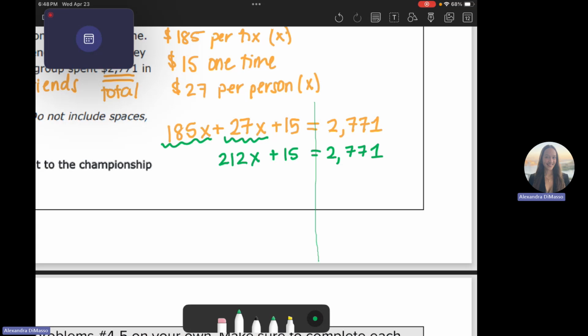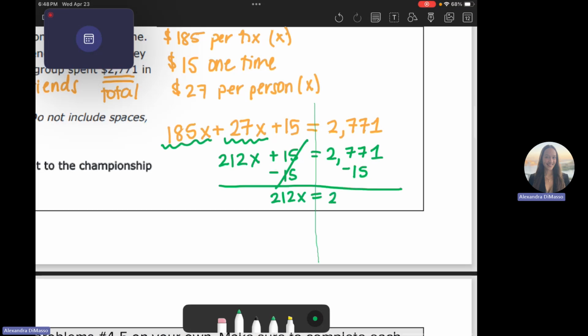So now I'm trying to get the variable all by itself. So I want to get this 15 to the other side. And in order to undo, I'm going to do the inverse operation. So the opposite of adding 15 is going to be subtracting. And again, whatever I do to one side of the equation, I have to do to the other. So on the left, I'm left with 212x equals 2,756. And now I'm almost done.